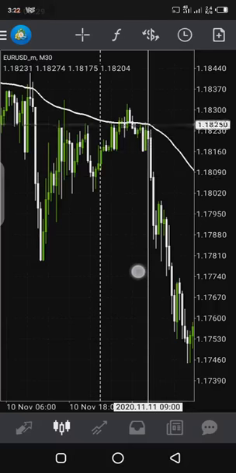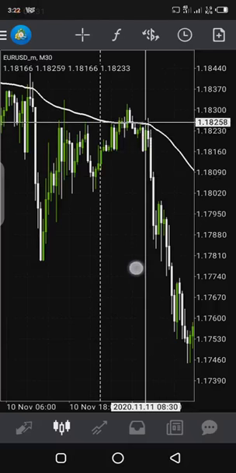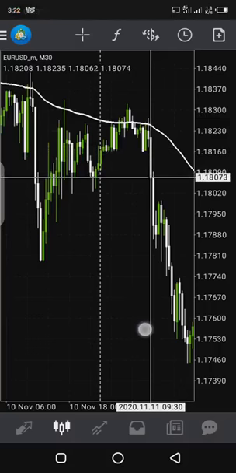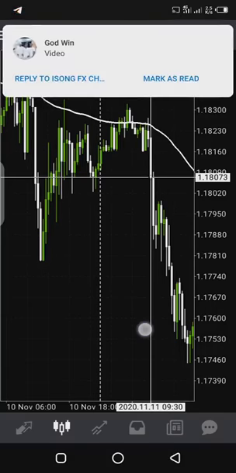Entry at 18073. You put your stop loss above this point, which is 1825, about 20 pips stop loss. So we are looking for a risk reward of 1:3, so we can get 60 pips. Now calculate 60 pips out of this.